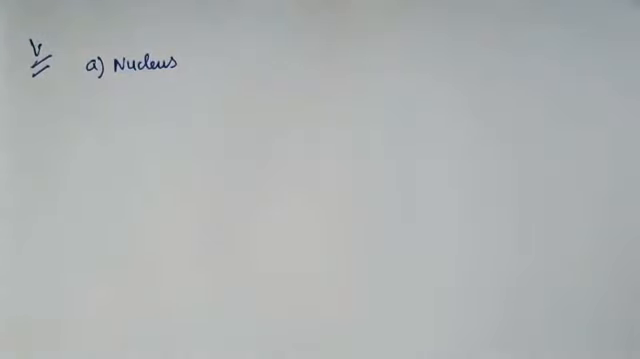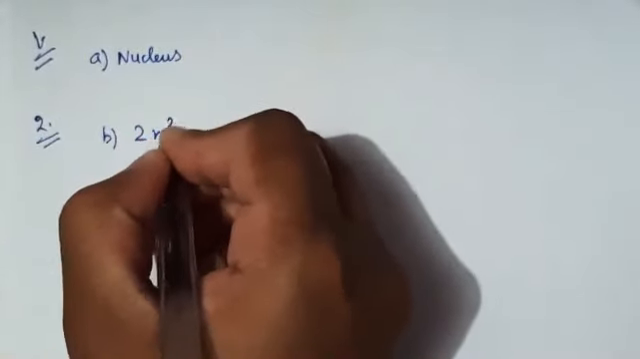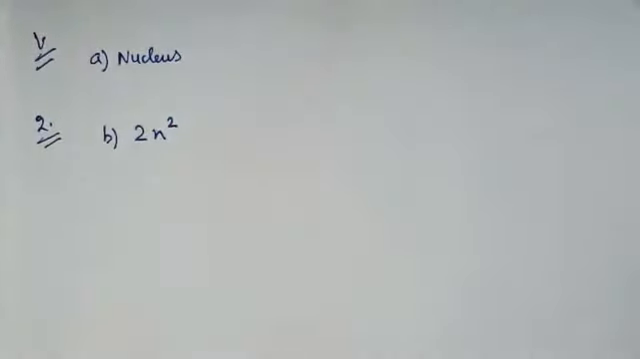Okay. Coming to question number 2. According to Bohr-Bury scheme, the maximum number of electrons that can be accommodated in a given shell is given by the formula. The options are n square, 2n square, 3n square, 2. So the answer is B option, 2n square, where n is the shell number.